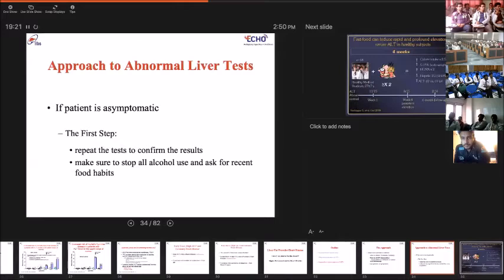So if the patient is asymptomatic and presents with abnormal liver tests, the first step is to repeat the test to confirm the elevation, and make sure the patient is not taking any alternative medication, any drug, any alcohol, or has had any change in food habits in the recent past.